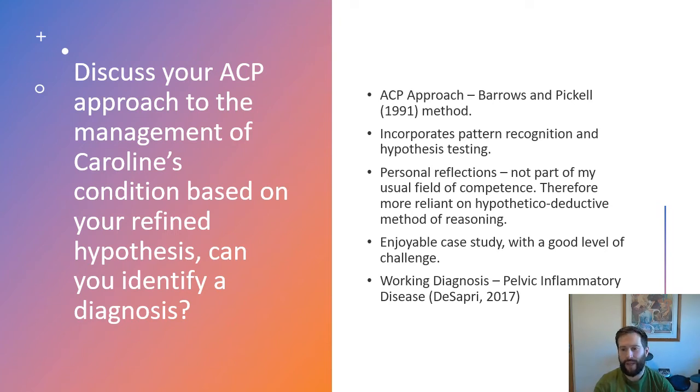And we haven't got the pregnancy test yet either, so I want ectopic pregnancy definitely to be on there. Appendicitis is quite high on that list as well. But my ACP approach then is using Barrows and Pickle 1991.